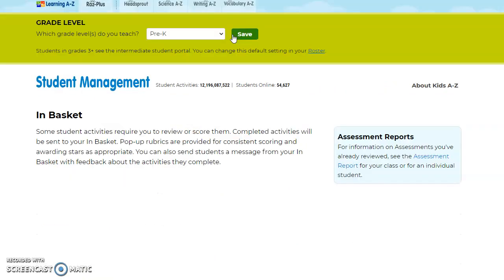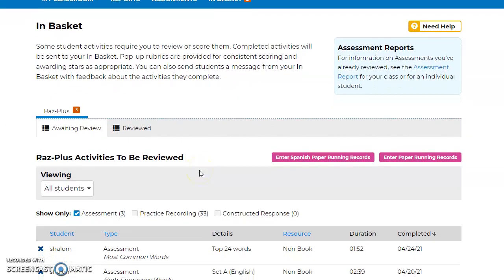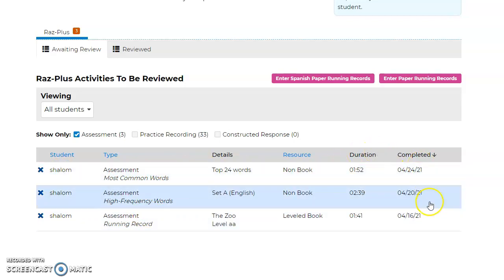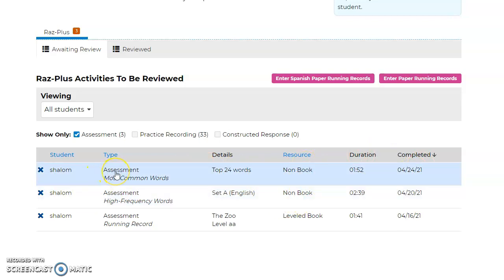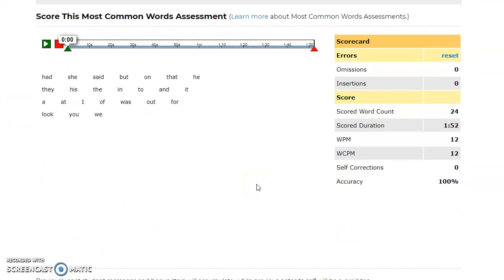In Basket is where you find reports of students' reading skills, or assessments rather. So for example, this student Shalom did 3 assessments, and we saw the duration, the day it was completed, and whether it was a book or a non-book. So we can click on this assessment to view in detail how things went, how many words the student did per minute, and the accuracy of the reading.